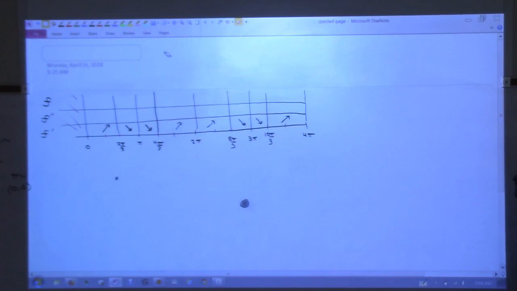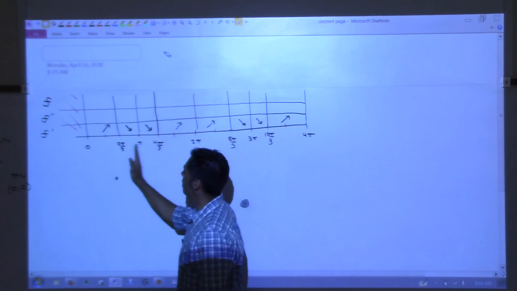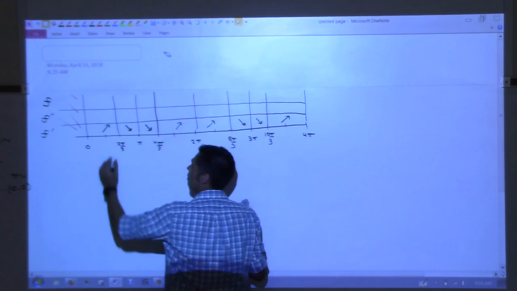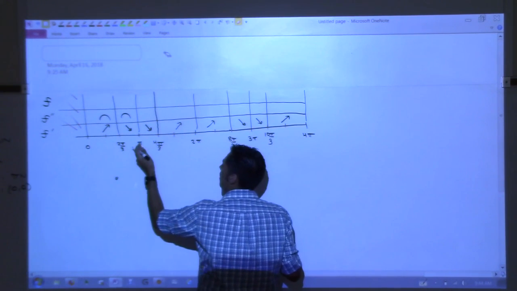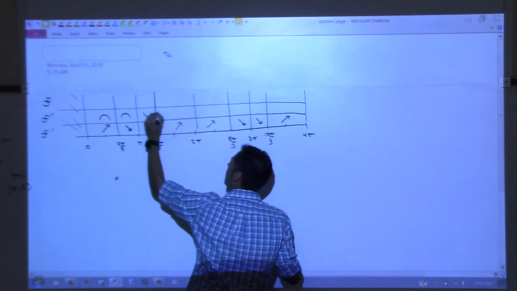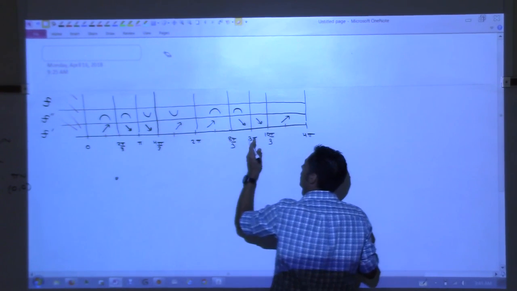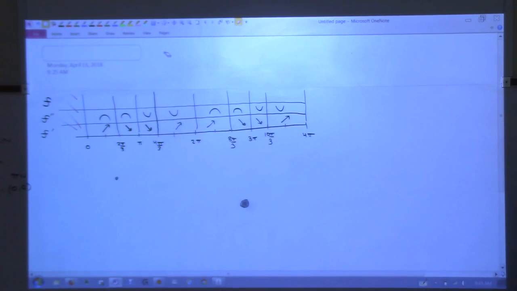Yes? And now for the second derivative, to the left of pi, between 0 and pi, I'm guessing down. I was down here. And then between pi and 2 pi, I was up. Then between 2 pi and 3 pi, I was down. 3 pi to 4 pi, up. Yeah?